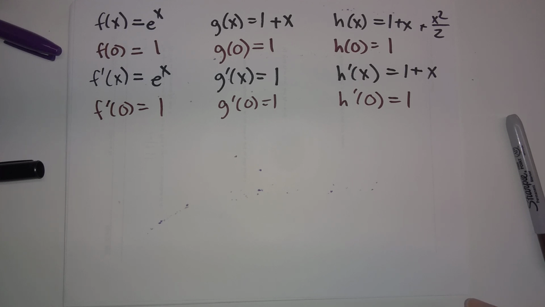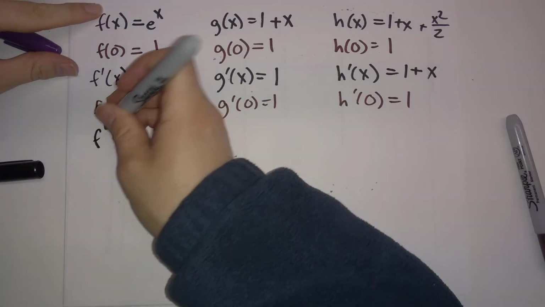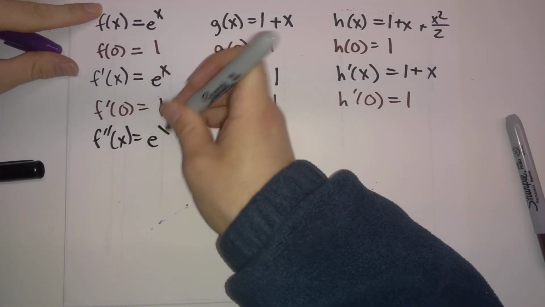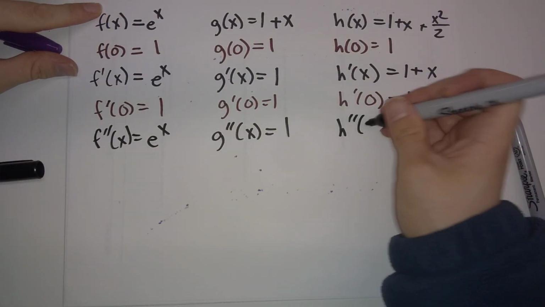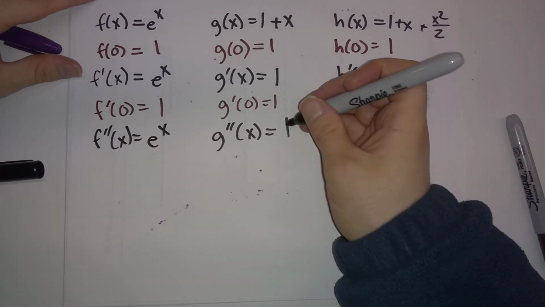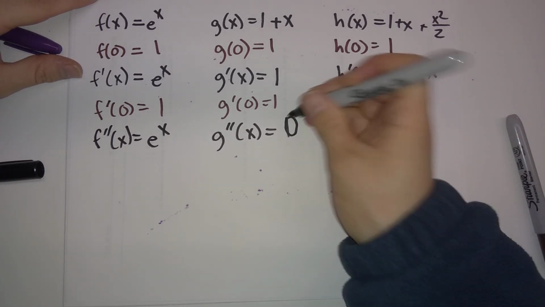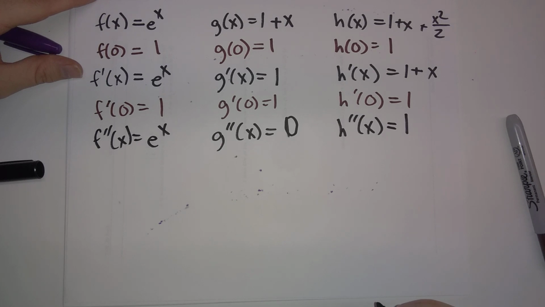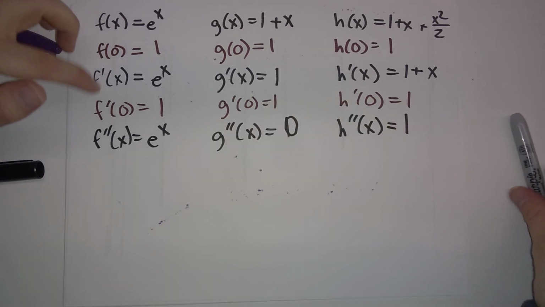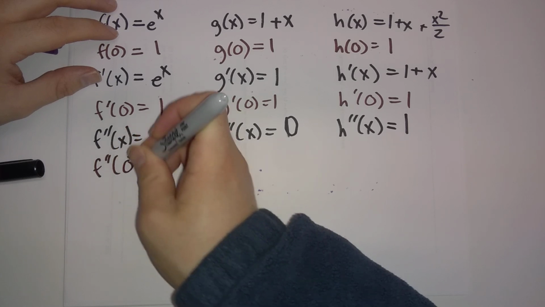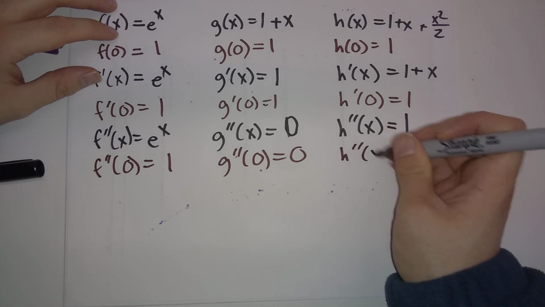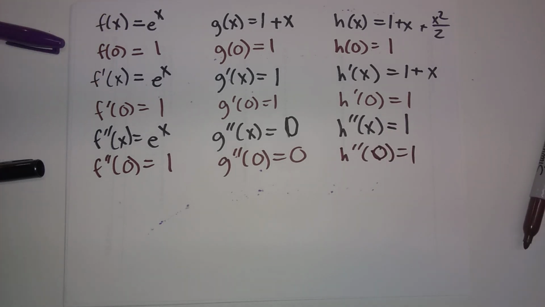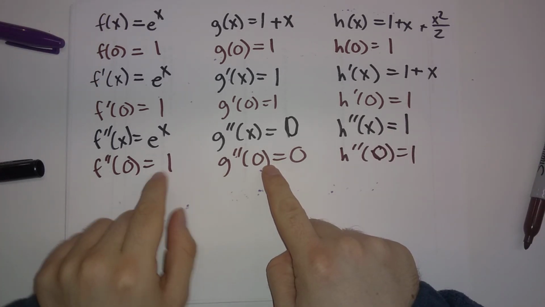Well, they got the same first derivatives. Well, let's think about their second derivatives. f double prime of x, that's still e to the x. g double prime of x, that's, sorry, I made a mistake. The derivative of 1, of course, is 0. So what do we get when we plug in 0? We get 1, we get 0, and we get 1. So now there's a difference here.